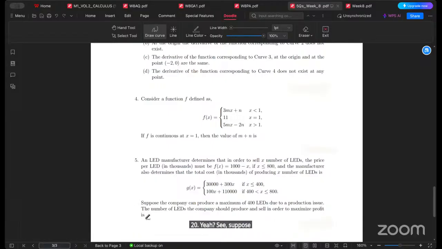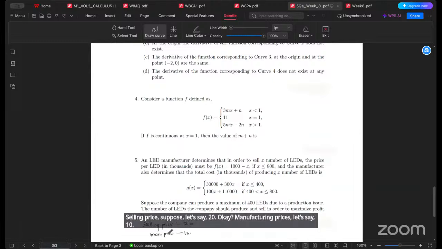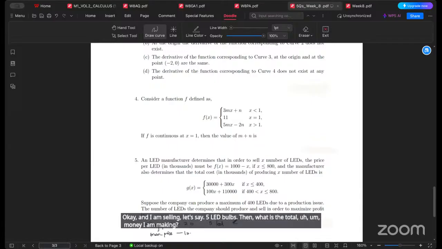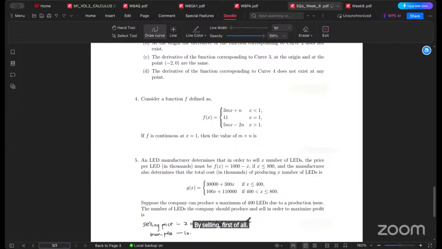Suppose, let's say, the selling price is 20. Okay, the manufacturing price is, let's say, 10. And I am selling, let's say, 5 LED bulbs. Then what is the total money I am making by selling, first of all? 10 rupees per piece maybe, and then 50 rupees in total.